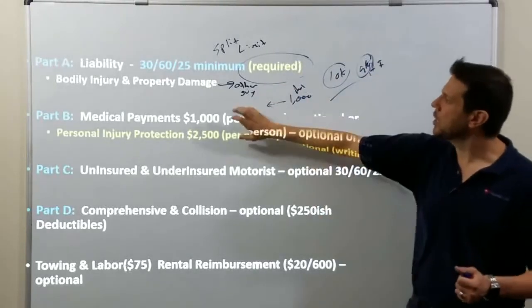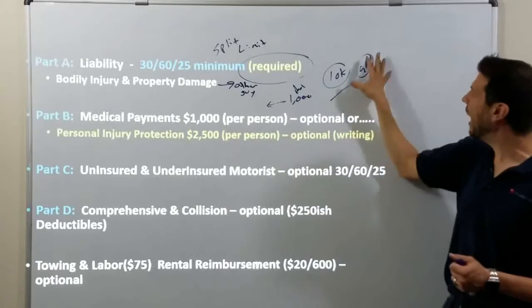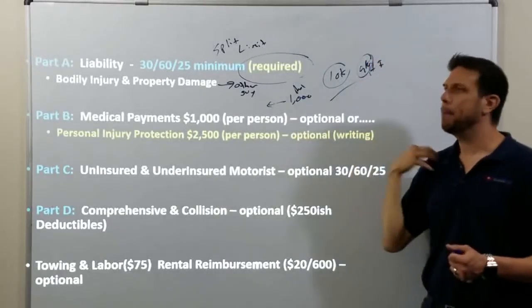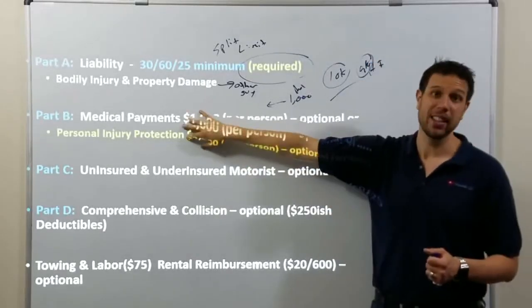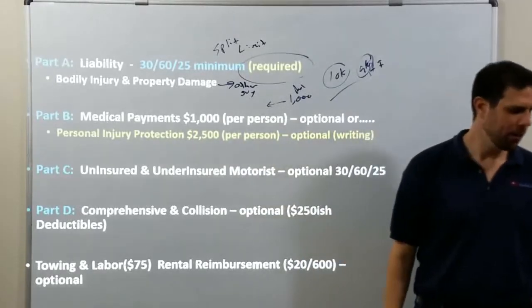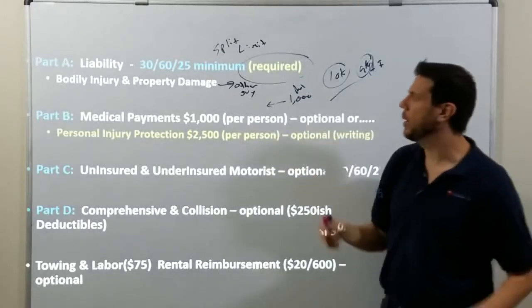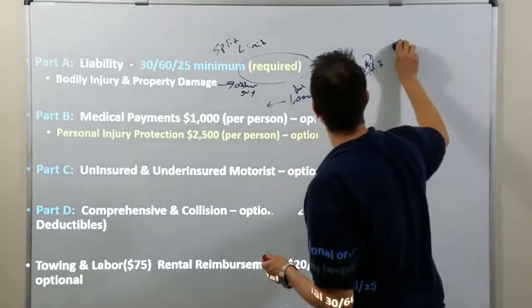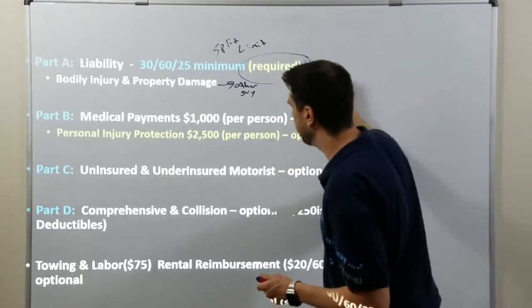So customers sometimes opt out of this if they already have health insurance. Personally, I believe they should buy this just in case their health insurance lapsed or something like that. But sometimes customers do opt out of medical payments and PIP. PIP is obviously better than medical payments.